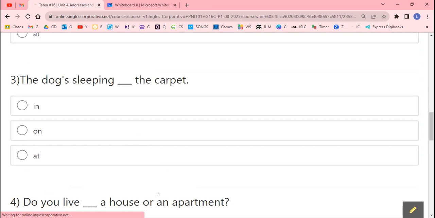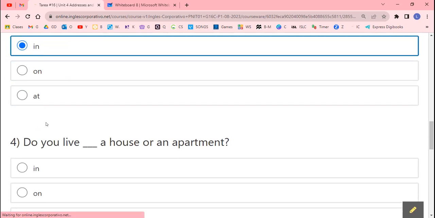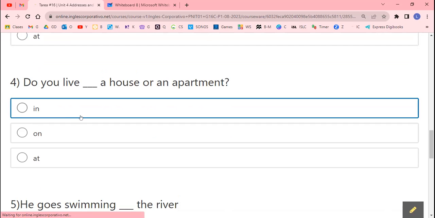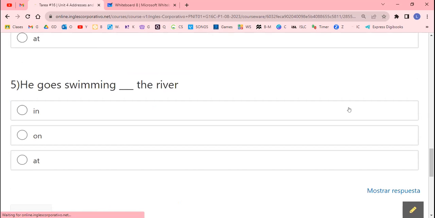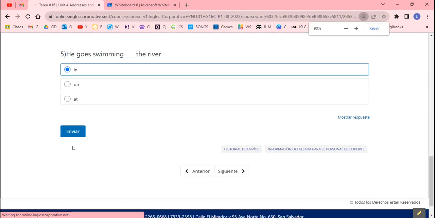Sería the dog sleeping. The dog is sleeping at the carpet or in the carpet? Sí, in the carpet. On, in, or at? In. In, okay, thank you. Number four, Judith. Do you live in a house or an apartment? Thank you. Number five, help me, Luis Manrique. He was swimming. Oh no, Luis. In the river. Oh, thank you, Yamilet. In the river.